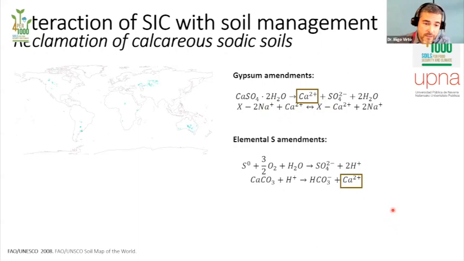Sometimes these soils are amended with sulfur, for instance. This creates acidity, and this dissolves carbonates. In this case, when these soils also contain carbonates, we can also have carbonate movement during this reclamation. So this is another way in which we can interfere with the cycle by managing soils.